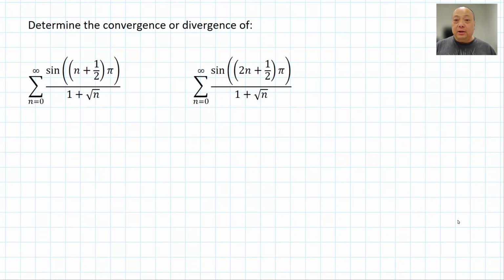Hi, in this video, I'll show you how to determine the convergence or divergence of an infinite series that contains a sine or a cosine function. I'll be showing how to do these two examples. They look very similar, but they have different outcomes, and that's why they make good examples for this.